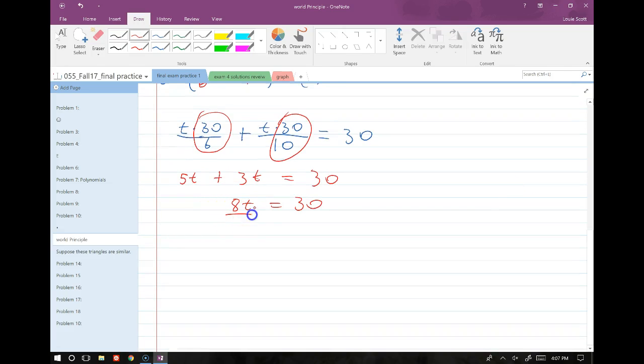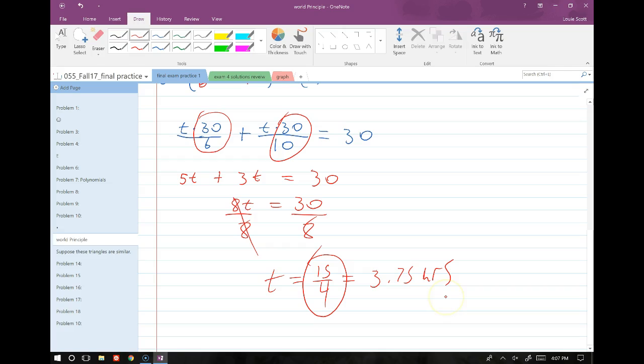So I'm going to divide both sides by 8. And I get t equals 30 over 8, which is 15 over 4. And so what is this? This is 3 and 3/4 hours. Sorry, not 12, 3. Yeah, 3.75 hours. The fraction would have been totally fine.